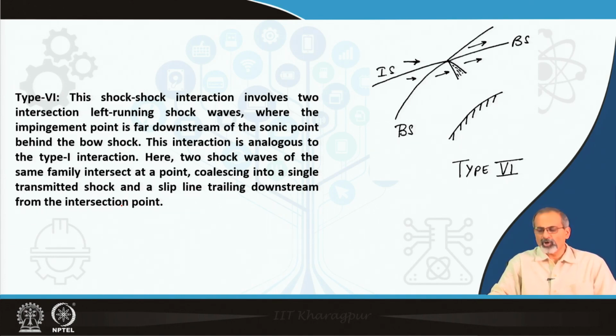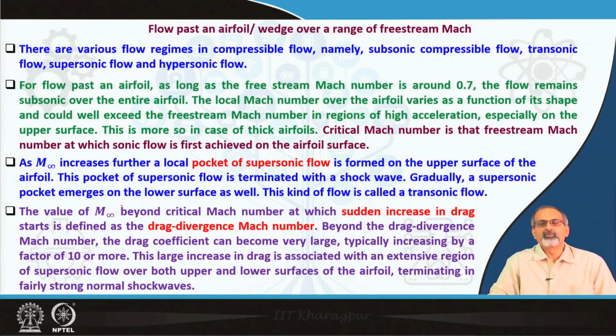So, we had a broad look at the flow features involved in shock-shock interactions, the 6 types which have been categorized by Edney. We next move on to a discussion on shock boundary layer interaction. Let us see what that is all about.